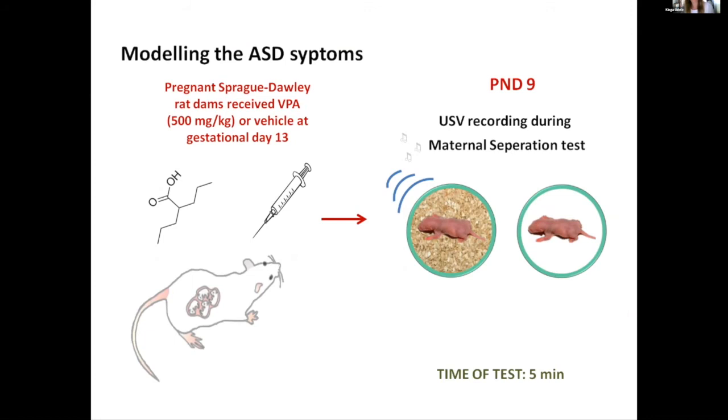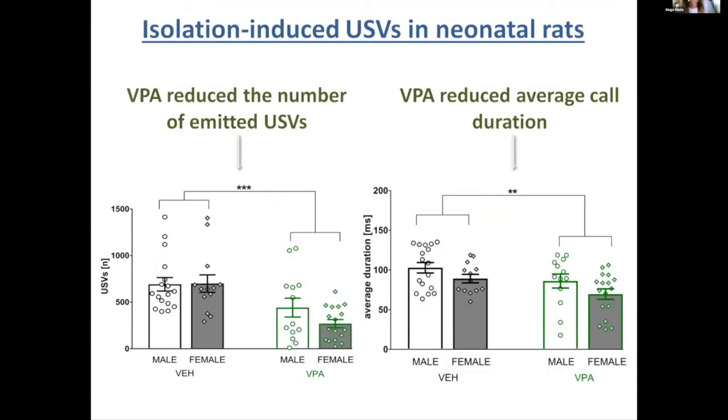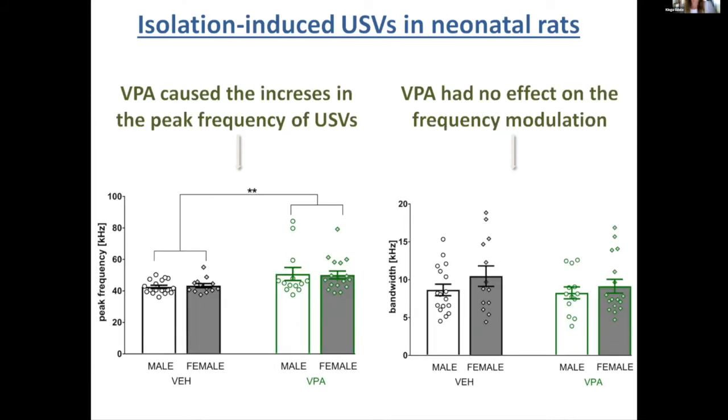Each pup was separated from its mother, placed in a special box and recorded for 5 minutes. Here you can see that we did not see any sex differences between pups, but we observed that VPA reduced the number of emitted calls, average call duration, and caused an increase in the peak frequency of USVs, but had no effect on the frequency modulation of calls emitted by pups. So we observed not only quantitative, but also qualitative alteration of USVs emitted by pups.